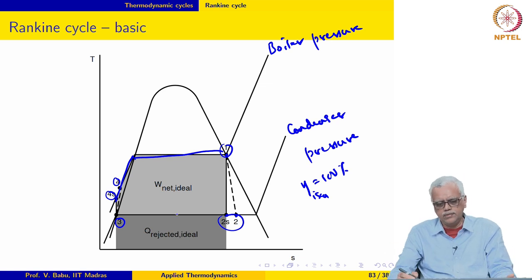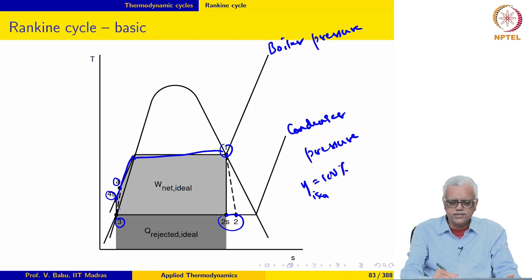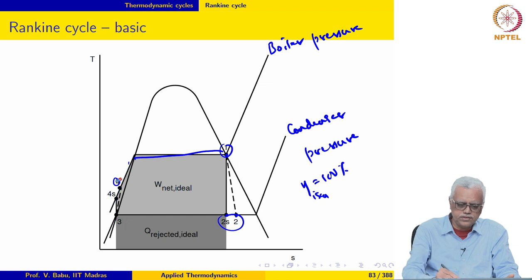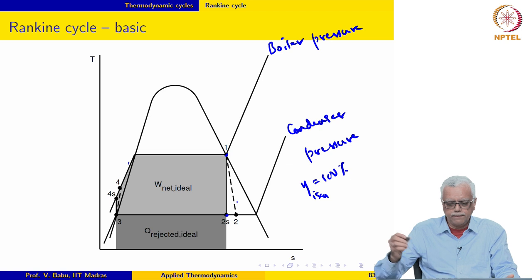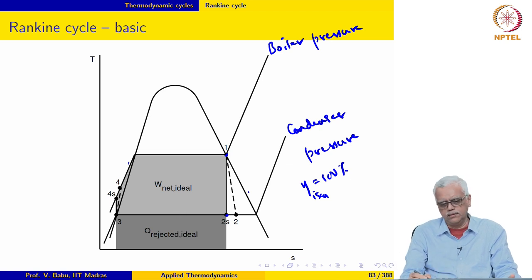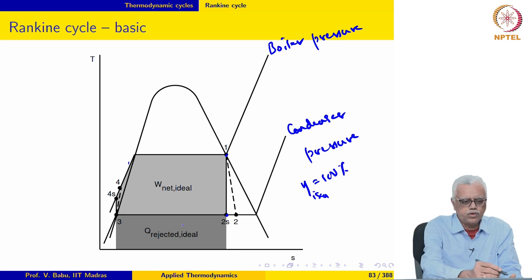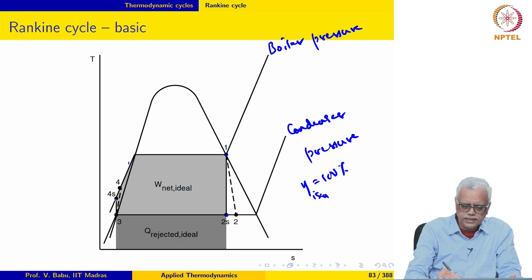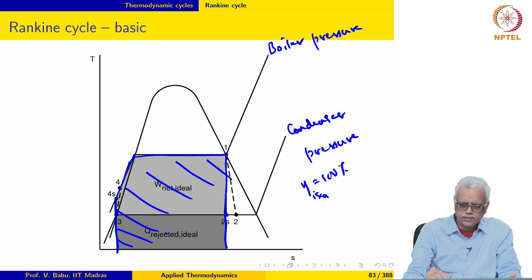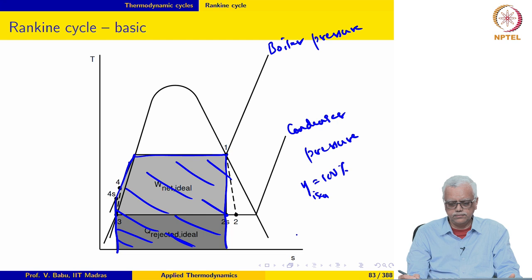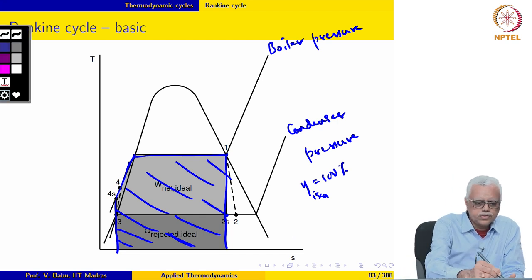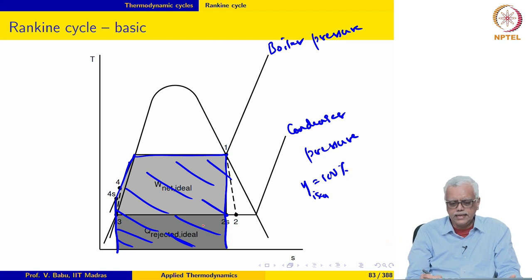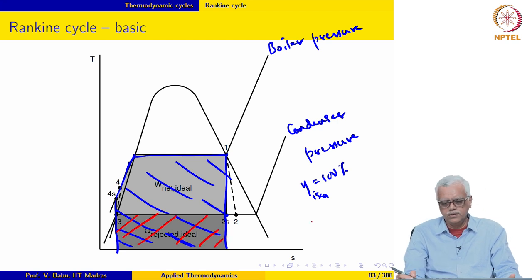And as you can see, because these processes are reversible, the heat added in the cycle is nothing but the area under the heat addition process curve. So, the heat addition process curve looks like this. This is the heat added during the cycle. Now, the heat rejection process is 2S to 3, and again it's a reversible process. So, the heat rejected during the cycle may be illustrated like this.